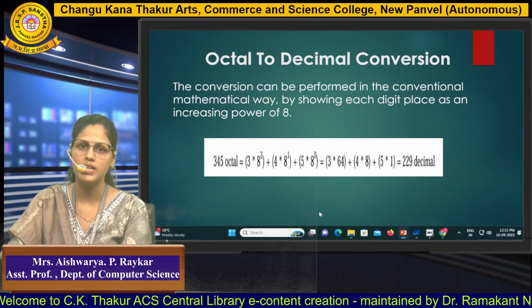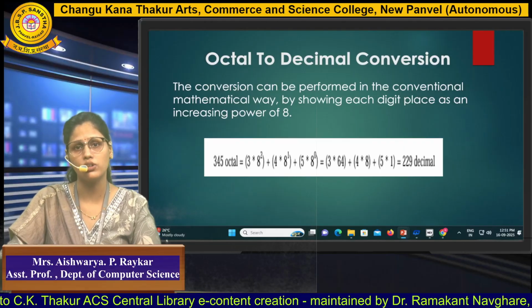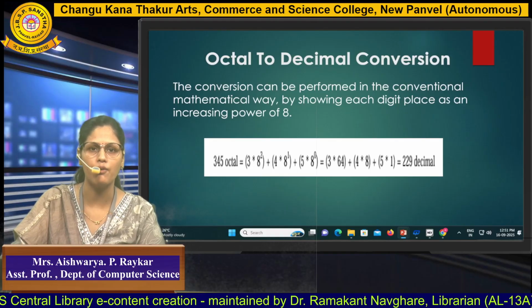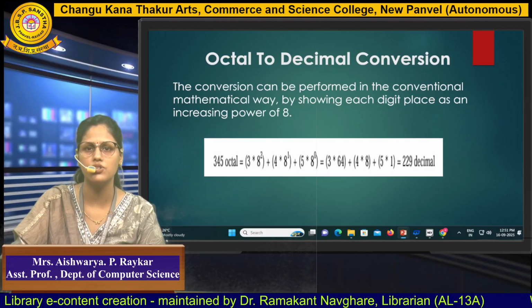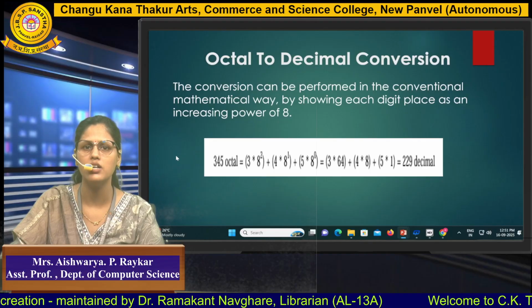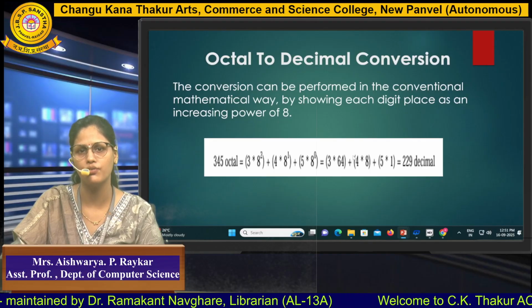Now octal to decimal conversion. Now I am given an octal number and I am going to find out the decimal number of that. So what will I do? I will simply just multiply that number with the power of 8. So the number given is 345. So simply multiply it with the power of 8.